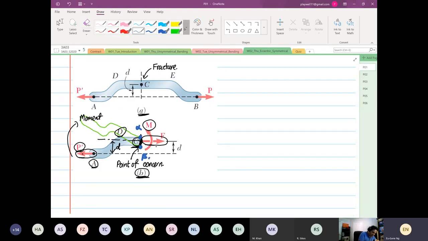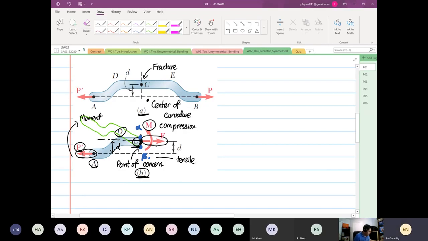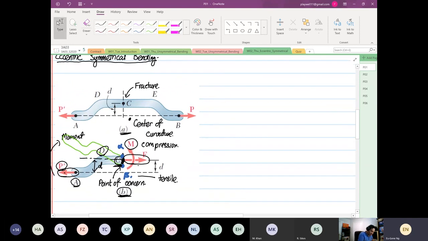And we can identify at the top, right? This is the center of curvature. We are made aware that at the top, alpha is going to be in compression, and for beta is going to be in what? In tensile mode. Now, when we have eccentric bending, our formula slightly changed.